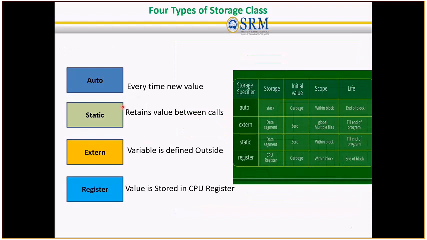Auto storage class. The variables defined using auto storage class are called local variables. Auto stands for automatic storage class. A variable is an auto storage class by default if it is not explicitly specified. The scope of an auto variable is limited to the particular block only. Once the control goes out of the block, the access is destroyed.